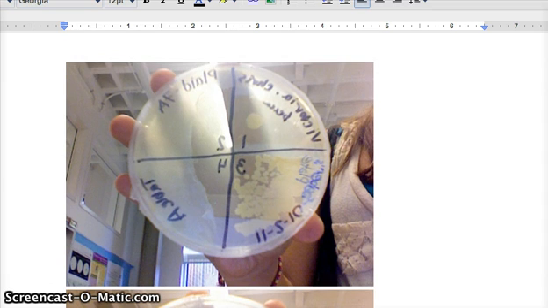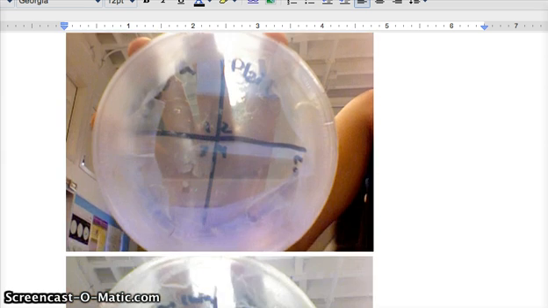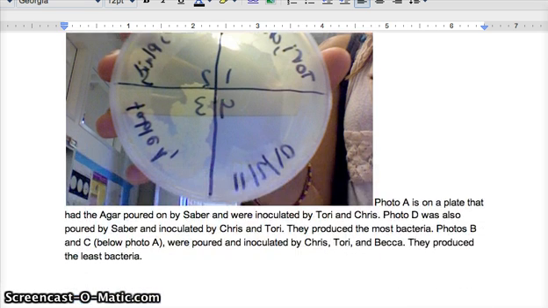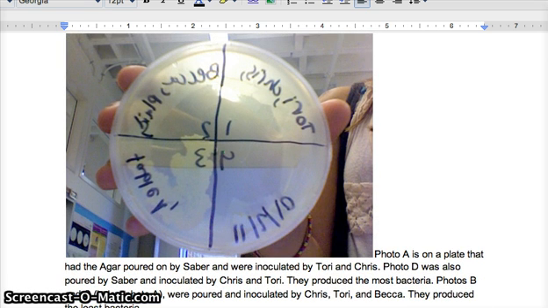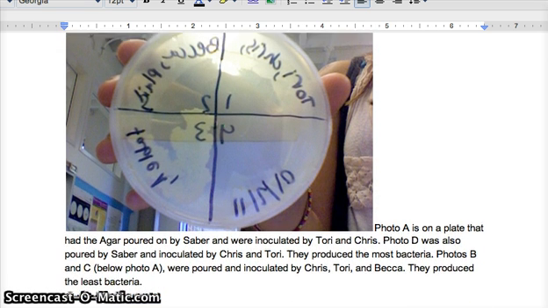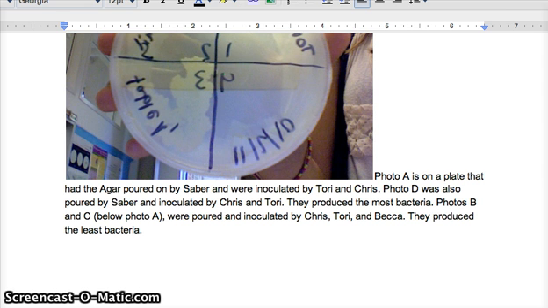These are photos of one of our plates where the agar was poured by Sauber, but the plate was inoculated by us. In the next 2 pictures, we both poured the agar and inoculated the plates. And in the 4th picture, Sauber again poured the agar, but we inoculated the plates. And that is our bacteria experiment from 2010.